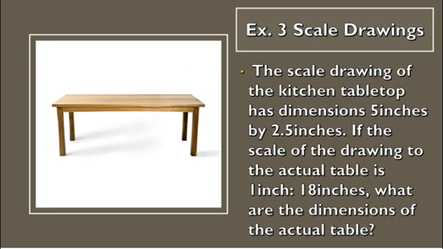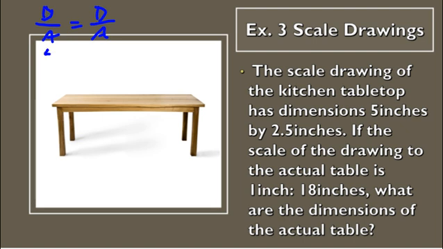And the next one, the scale drawing of the kitchen tabletop has dimensions 5 inches by 2.5 inches. If the scale of the drawing to the actual table is 1 inch to 18 inches, what are the dimensions of the actual table? So the drawings. Again, we're using drawing is to actual as drawing is to actual. And we've got to do one dimension at a time.